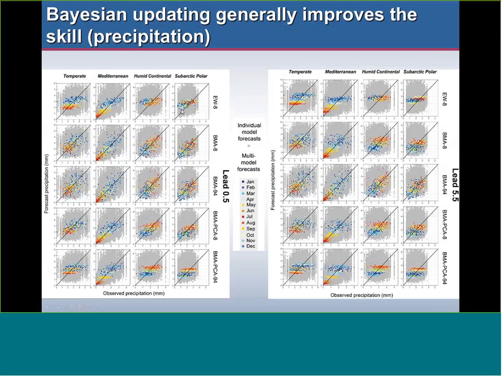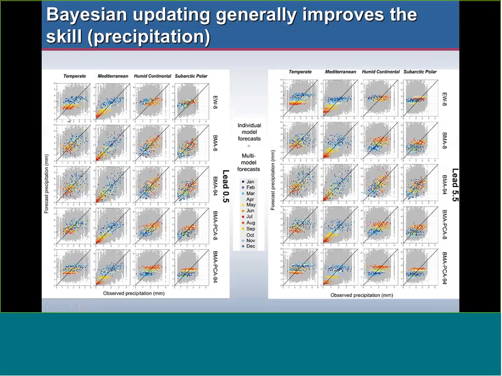These are the results for precipitation. The left panels are for the shortest lead time. The right panels are for the 5.5-month lead times. This is for Europe. You see the 4 different regions and the 5 different weighing schemes.